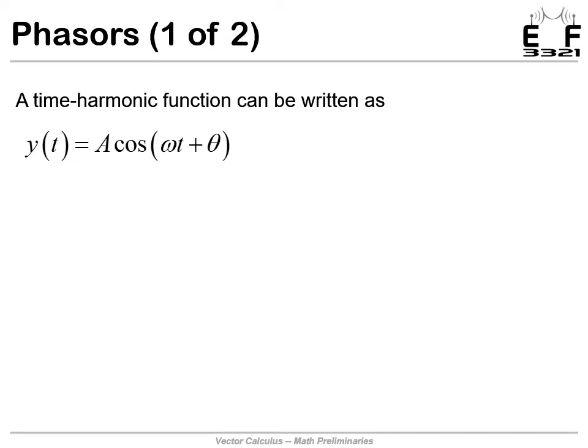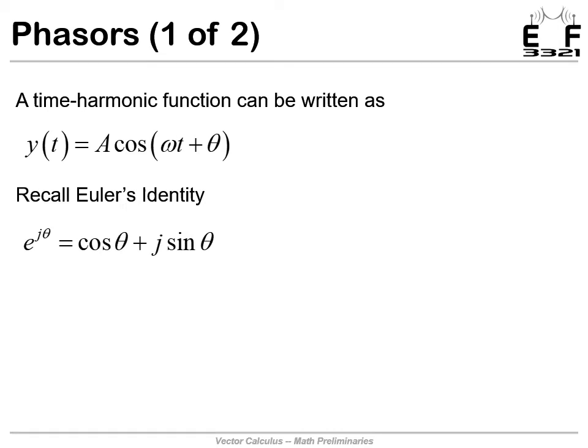Anytime we have a time harmonic function, that is a function that follows a sine or a cosine, we can write it as an amplitude term times a cosine, and the argument of the cosine has a frequency term omega, and of course a time term, and then a phase or angle term. Now, we can do all of our math with this cosine, but it turns out our math becomes easier if we use this thing that we call phasor notation. And we can use this anytime we have a function that is a sine or a cosine.